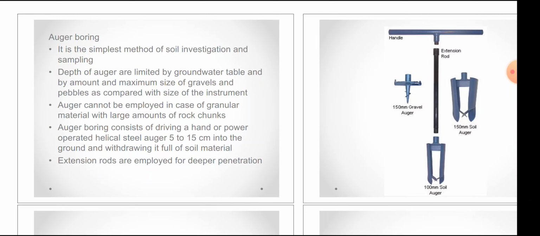rock chunks. Auger boring consists of driving a hand or power operated helical steel auger 5 to 15 centimeter into the ground and withdrawing it full of soil metal. Extension rods are employed for deeper penetration.